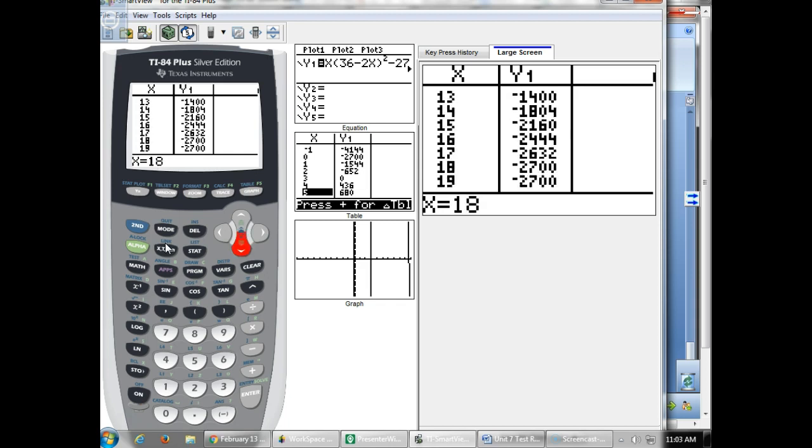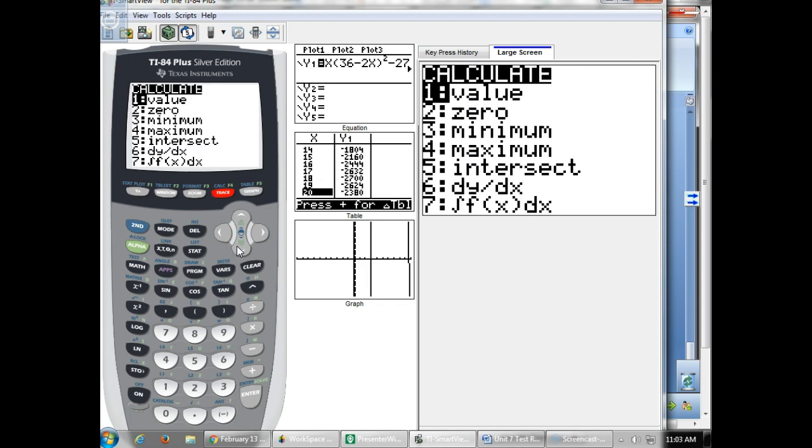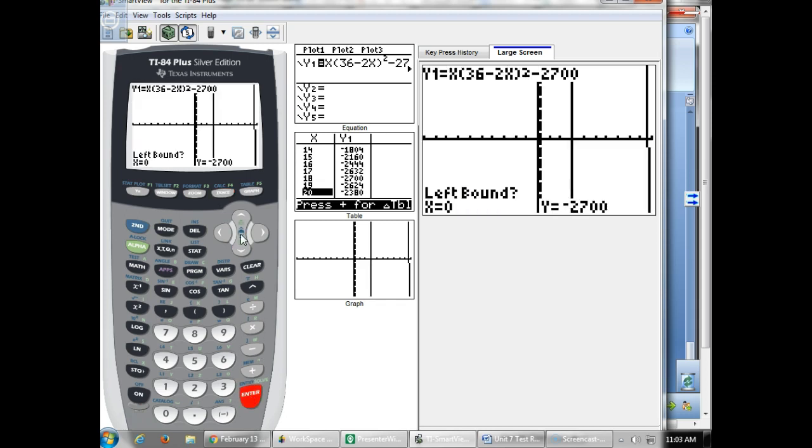The other one's not here, so I'm going to have to find it. So second calc, and I'm going to find the zero. I'm going to say that 5 is a good left bound and 10 is a good right bound. And then guess. So I have 9.626. Okay, so let's go do a sign chart.